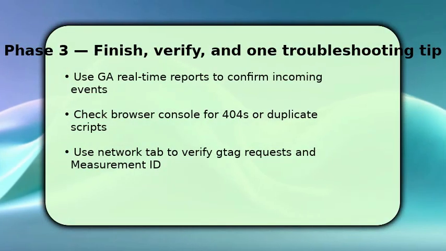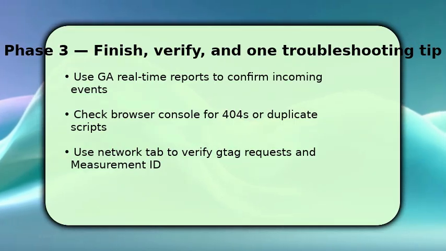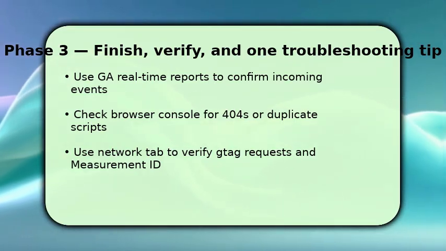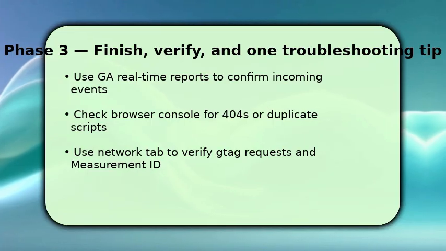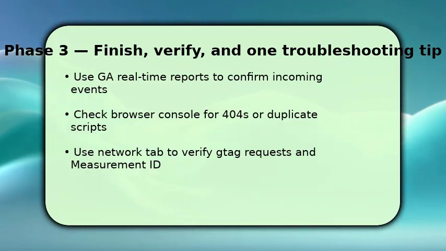Finally, verify that data arrives in GA real-time. Open your site, navigate a few pages, and watch the dashboard for hits. This proves your setup. If you don't see events, inspect the console for duplicate script injections or 404s. Duplicate gtag scripts will double count, and a missing ID will block tracking.